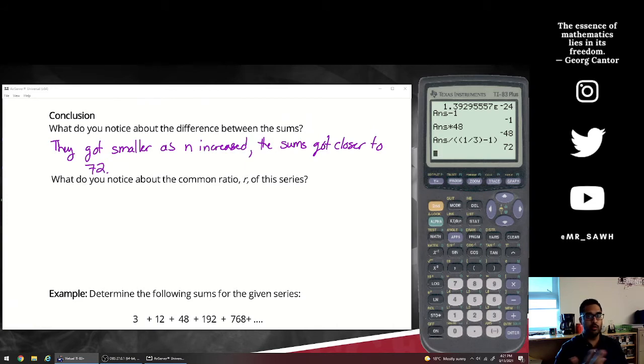If you notice something about that common ratio, it was a value between -1 and 1. In other words, it was a fraction between -1 and 1, which is interesting. And the example I usually use in class with students is to take a piece of paper.